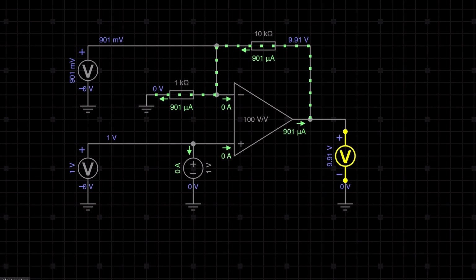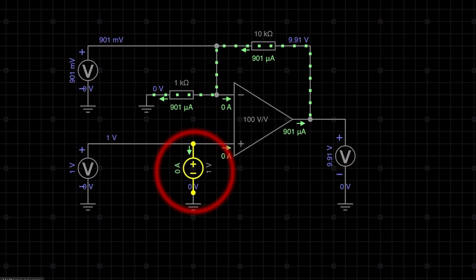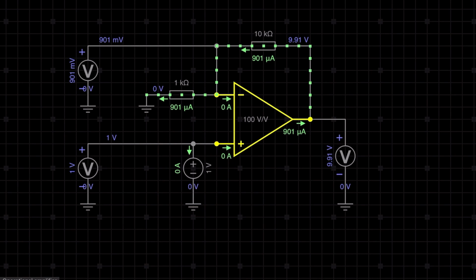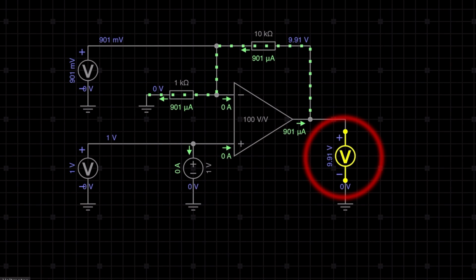Now let's go to our simulation. Here you can see we give the input voltage 1 volt, open loop gain 100, so what do we get? 9.91 volt. So our calculation completely matches the simulation.